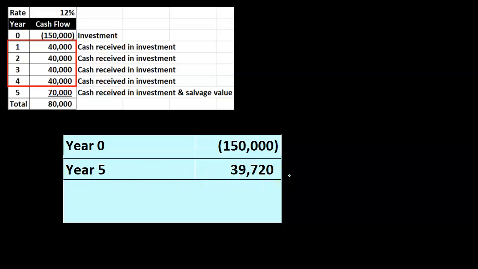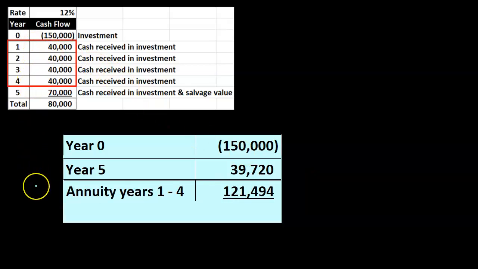We'll run the present value for year 5, bringing it back to year 0. That gives us 39,720. Then we can think of these items, 1 through 4, as annuities. So we can calculate it as an annuity. Again, there's 3 ways we can do it. We can use the annuity formula, we can use the present value annuity tables, or we can use Excel and just do one calculation for these time periods. So time periods 1 through 4, then we can have one calculation that will take all those back to the present value because they have an annuity.